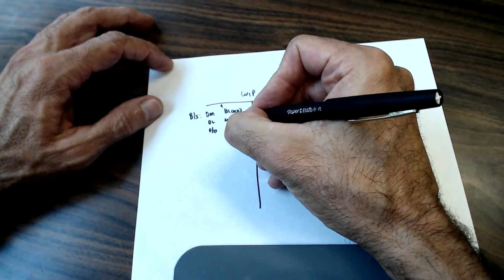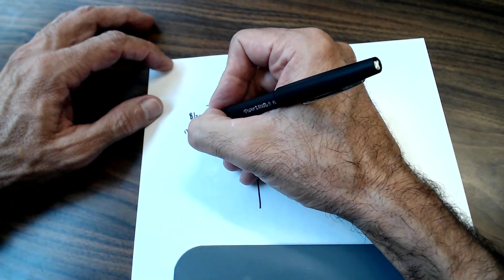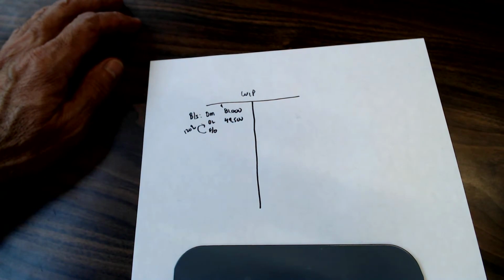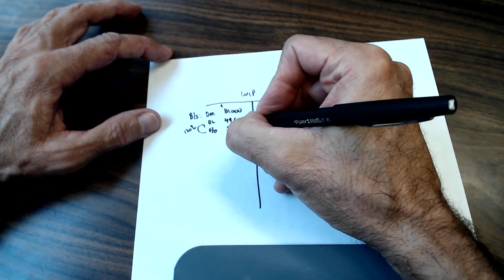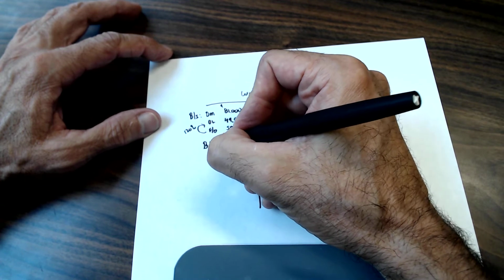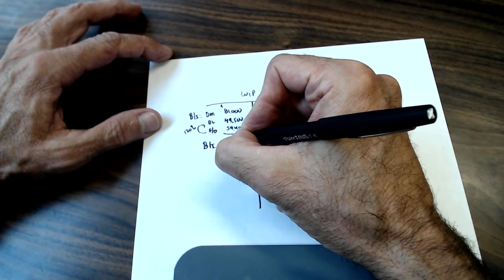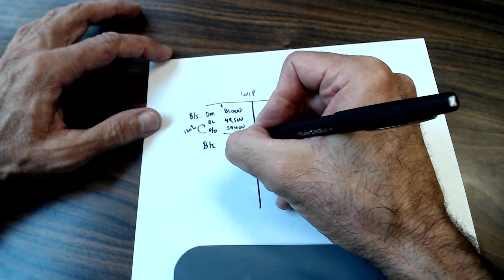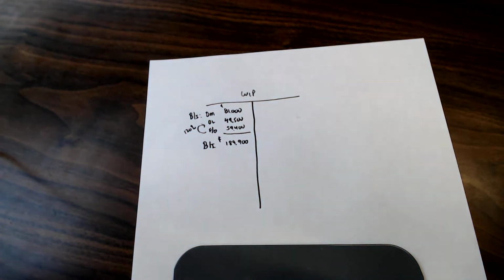Labor was $49,500, and factory overhead is applied at the rate of 120% of direct labor, which was $59,400. So total cost of beginning inventory is $189,900. That's the cost of beginning inventory. That's the beginning balance in work in process on January 1st.